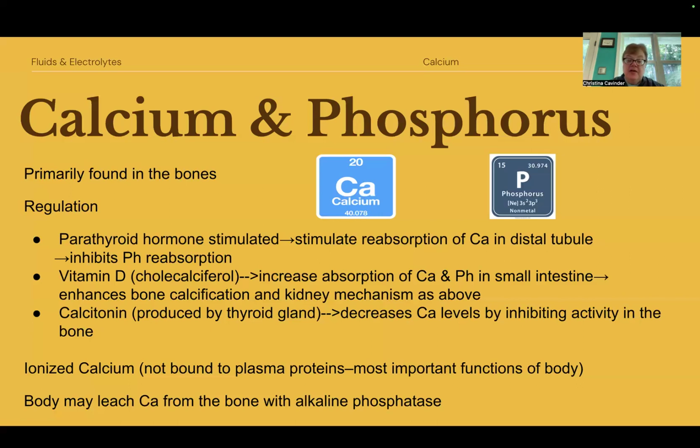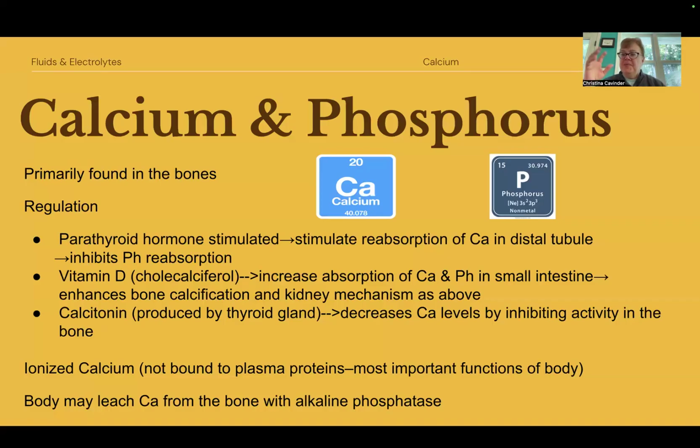Ionized calcium, which is not bound to plasma proteins, is the most important function of the body. So you may have calcium, but it might be bound to proteins, so it's not active. So ionized calcium is what we use in our body. That is important when you're doing calcium levels. If you order a calcium level, it may not be super accurate. So we like to get an ionized calcium if we're really worried about the calcium levels, and that will give us a better indicator if we have that free calcium to work in the body.